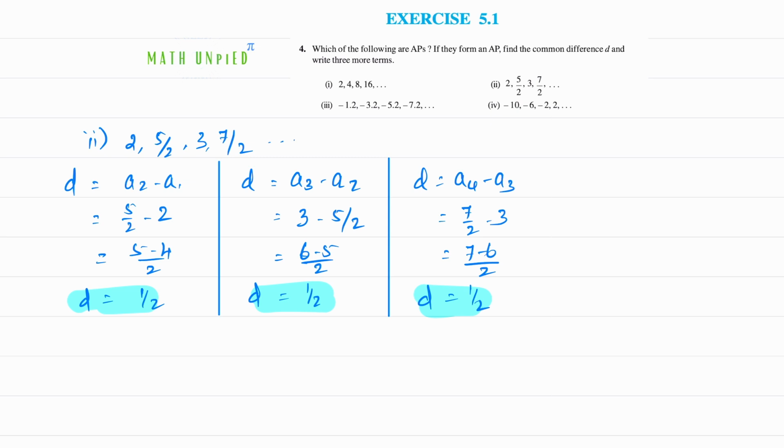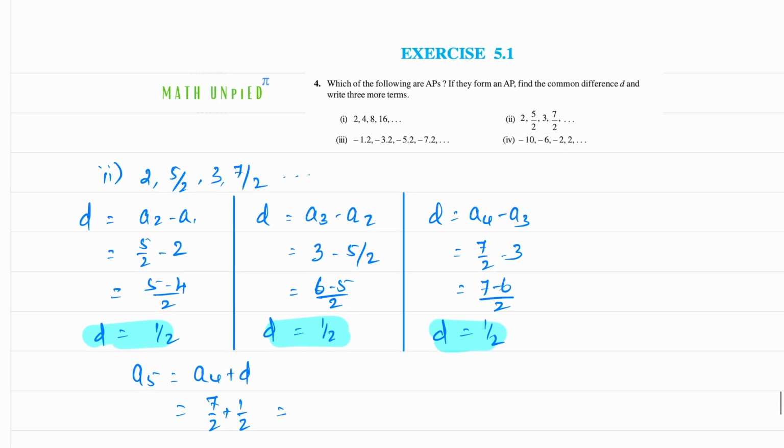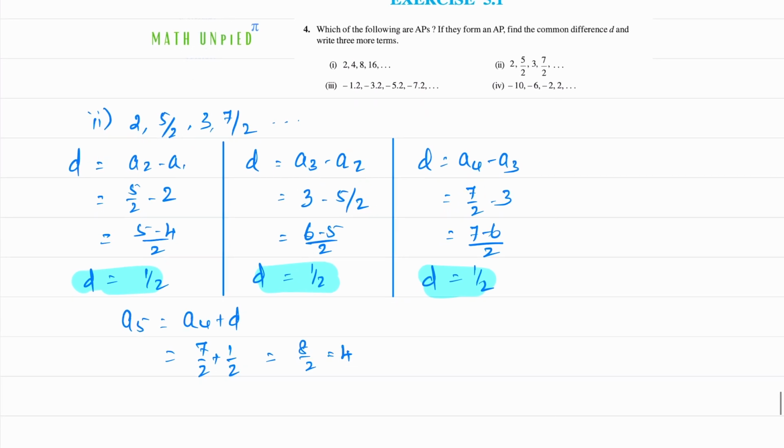So what are the following three terms? You have to just add half to the successive terms. Now what is A5? A5 equals A4 plus D, which is equal to 7 over 2 plus half, which is equal to 8 over 2, which is equal to 4. So the next term is 4.